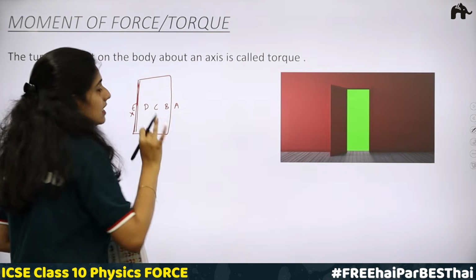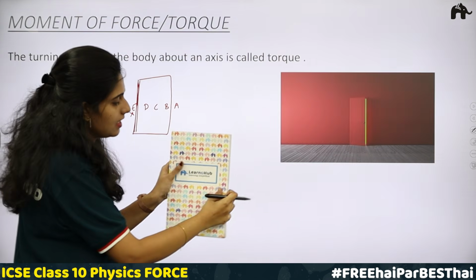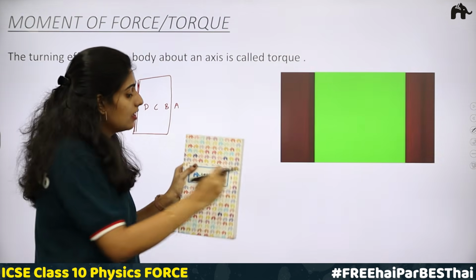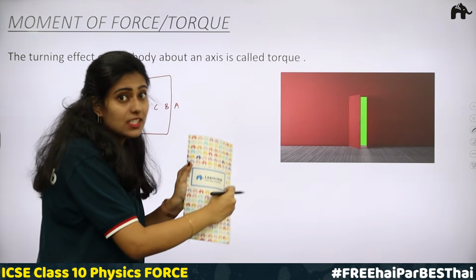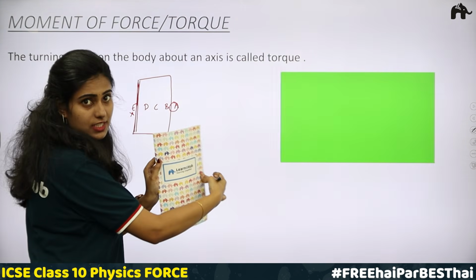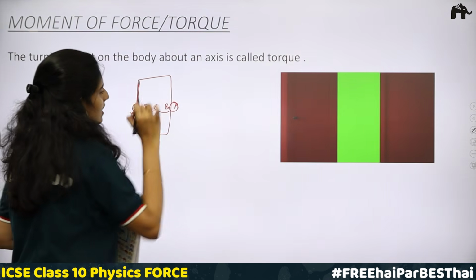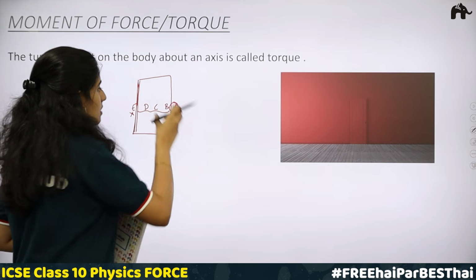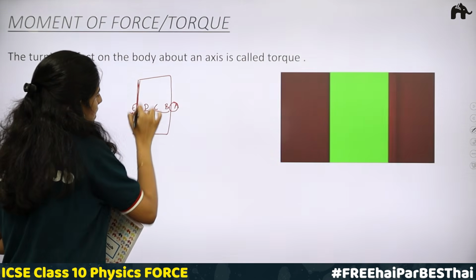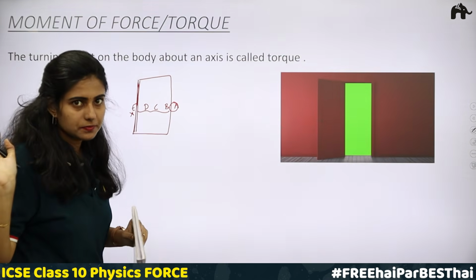Now, the second thing on what it depends is, see here, we applied force at different points. When was it easy to move? When was it easy to rotate? When the force was applied at A. That is, I am applying force here. Yes, that is, the distance from this axis increases. The point where the force is applied is at maximum distance from this pivoted point, from this axis. Clear?